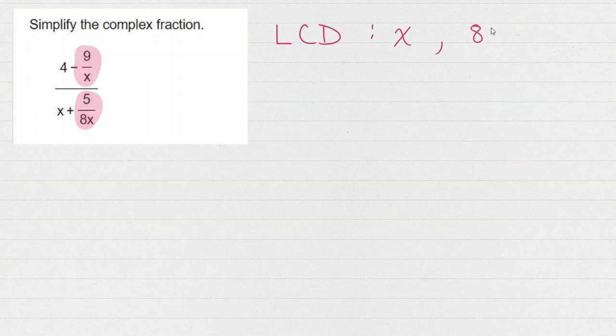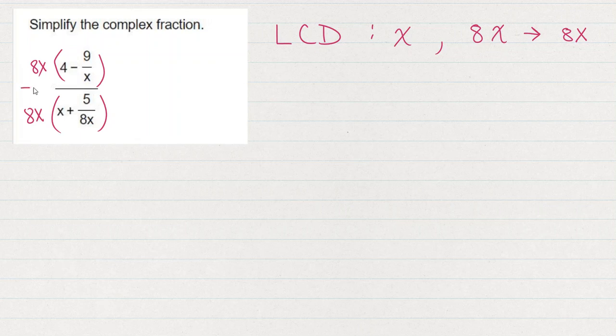I'm going to be concerned with the x and the 8x, and the least common denominator is going to be 8x. So the common denominator that we're going to use is 8x, and what I'm going to do with that 8x is multiply both the numerator and the denominator by 8x. That means multiplying the 4, the negative 9 over x, the x, and the 5 over 8x.